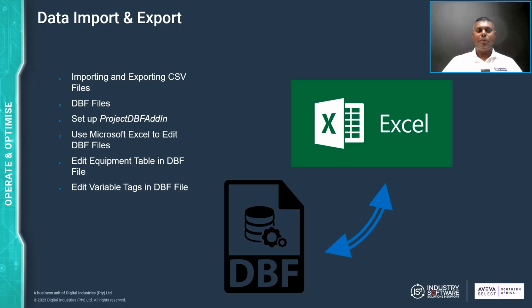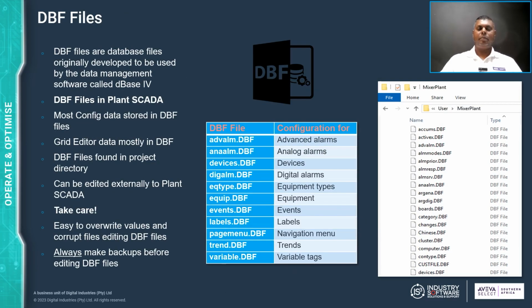Data import and export. Most of the plant SCADA configuration data is stored in DBF files. DBF files are database files originally developed to be used by the data management software called DBase 6. In general, the Plant SCADA Studio data represented in the grid editor are stored in its own DBF files. These DBF files are found in the project directory and can be manipulated external to the Plant SCADA Studio. In order to use the DBF files, please ensure to add in the Project DBF add-in to your Excel.